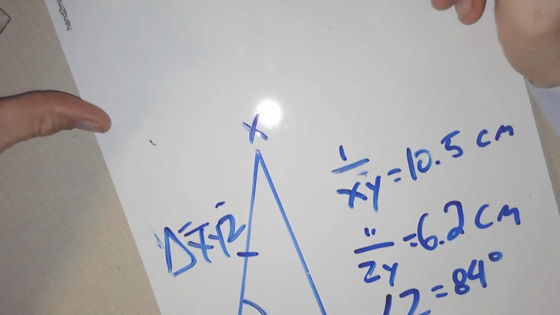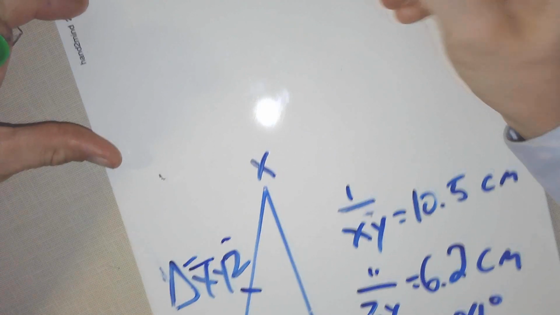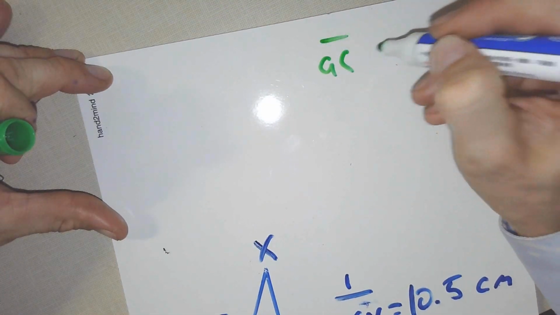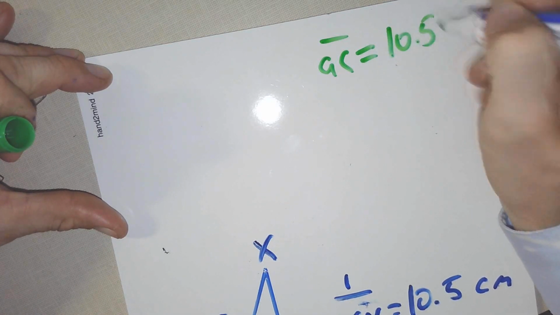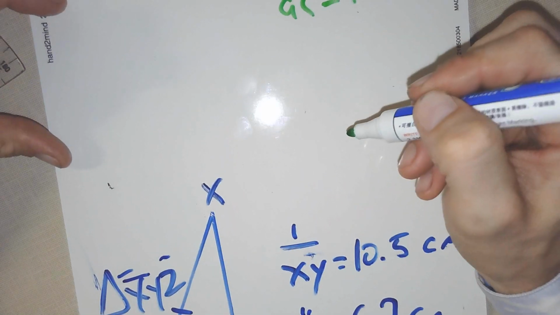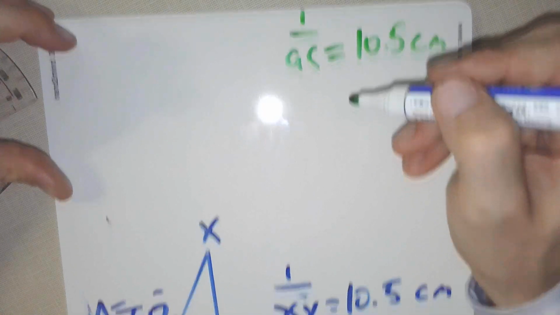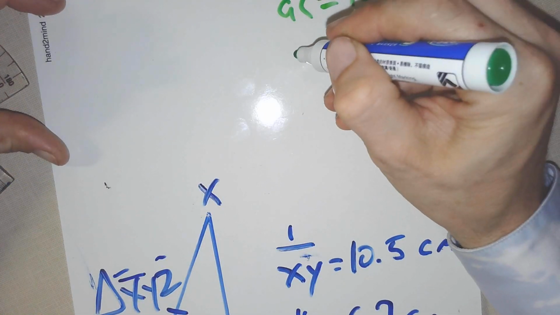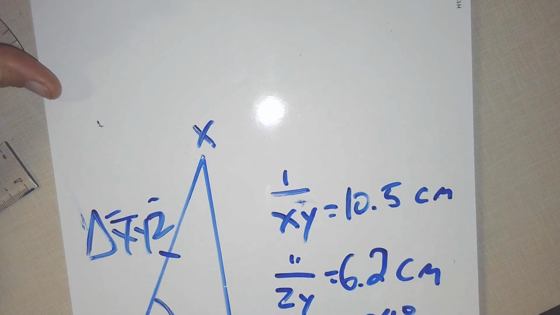So I need to make, like I said, A and C equal 10.5 centimeters, and this is going to be my single hash mark. I need to make my double hash mark the same as Y and Z, right?